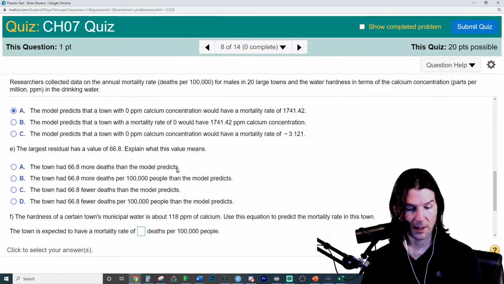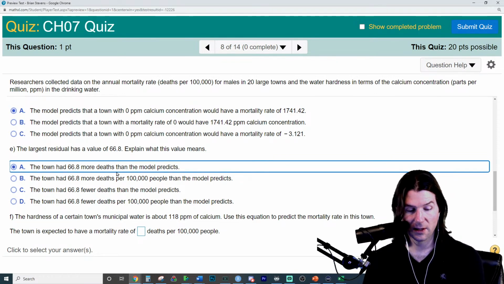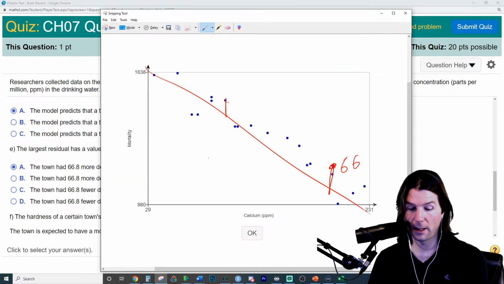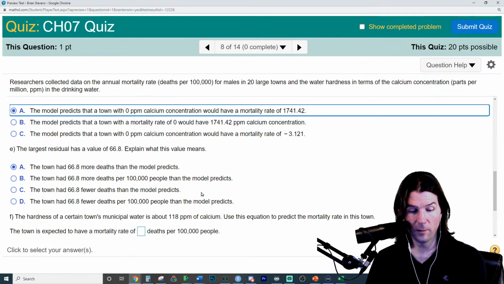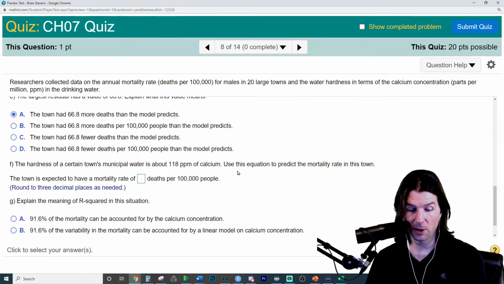So it says here, 66.8, what does this mean? The town had 66 more deaths than the model predicted because we're predicting deaths. Yeah, it's above. Positive residual means it's above the line. Negative residual means it's below the line. So this is the negative residual zone, and this up here is the positive residual zone, and anything on the line would have a residual of 0. A little bit of a linearity issue with the way I drew it, or maybe it does have a linearity issue. The hardness of a certain town's municipal water is 118 parts per million calcium. Use this equation to predict the mortality rate.